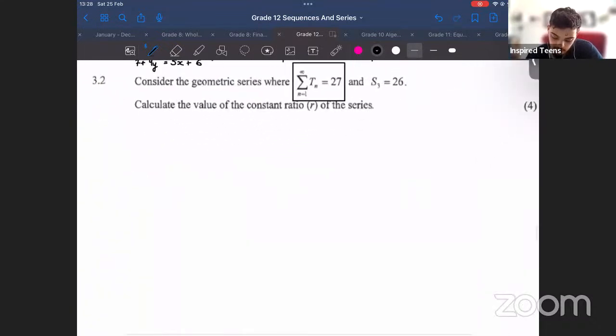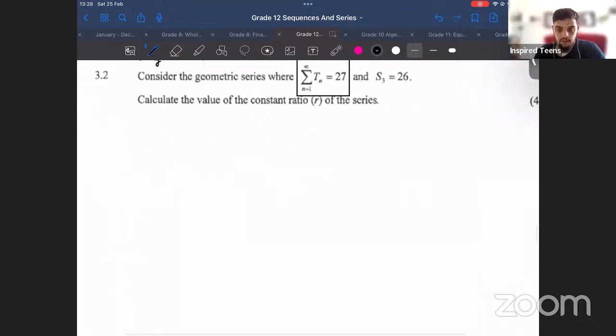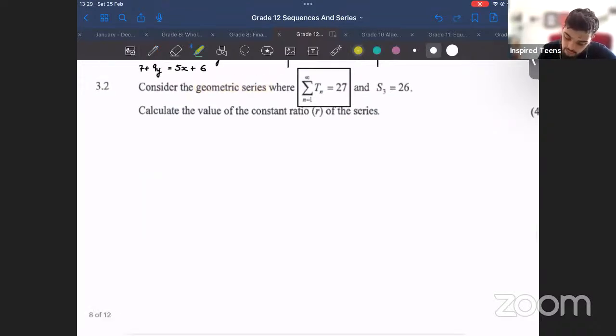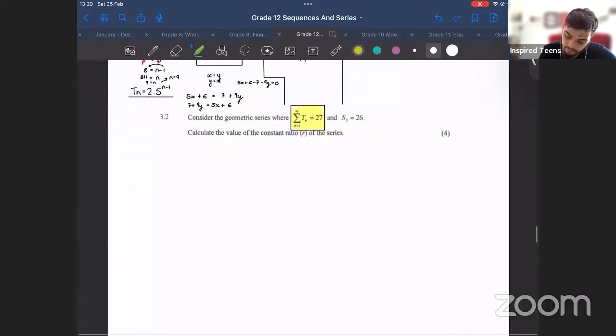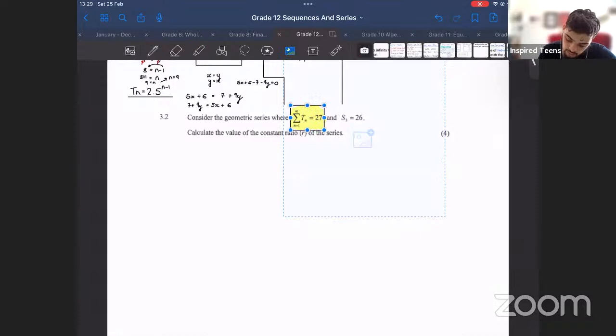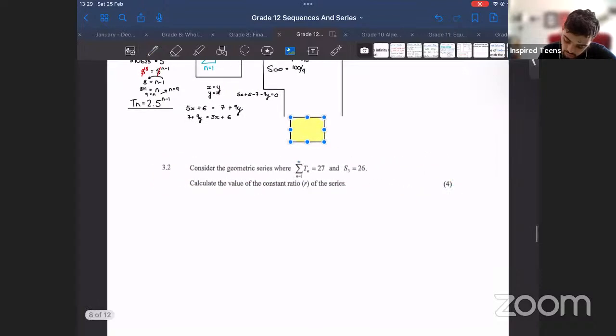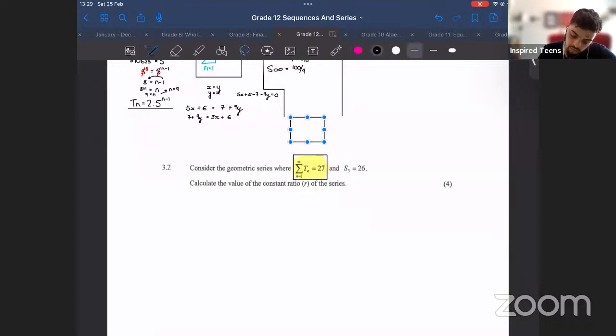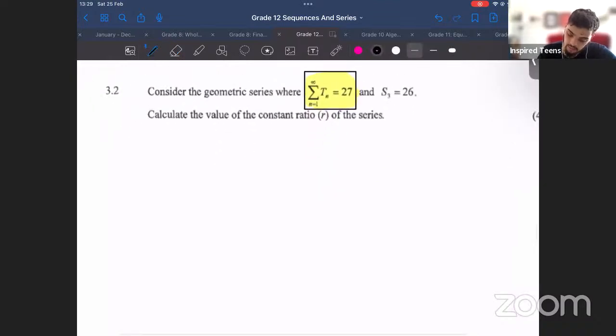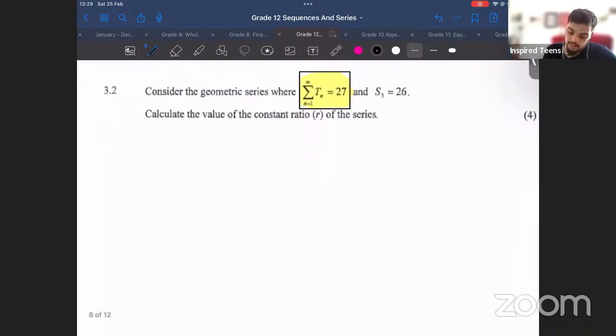Let's have a look at this question, which we were going to look at earlier. Consider the geometric series. They tell us that this is a geometric series where the sum to infinity of Tn is equal to 27, and S3 is equal to 26. Calculate the constant ratio of the series.